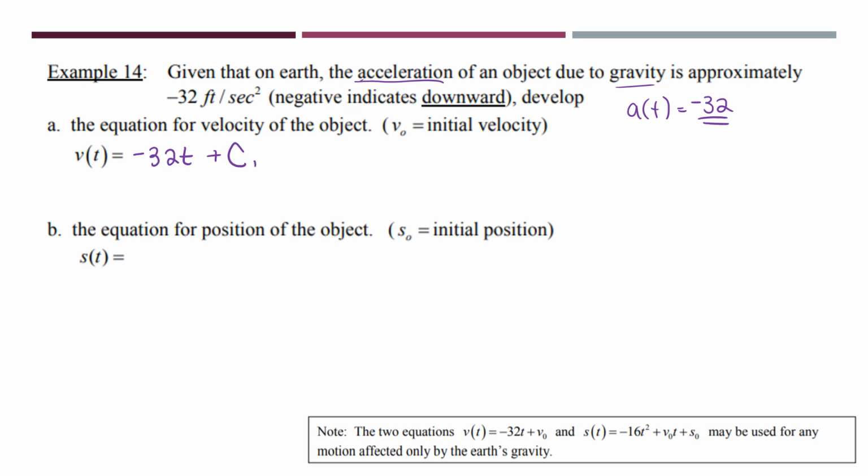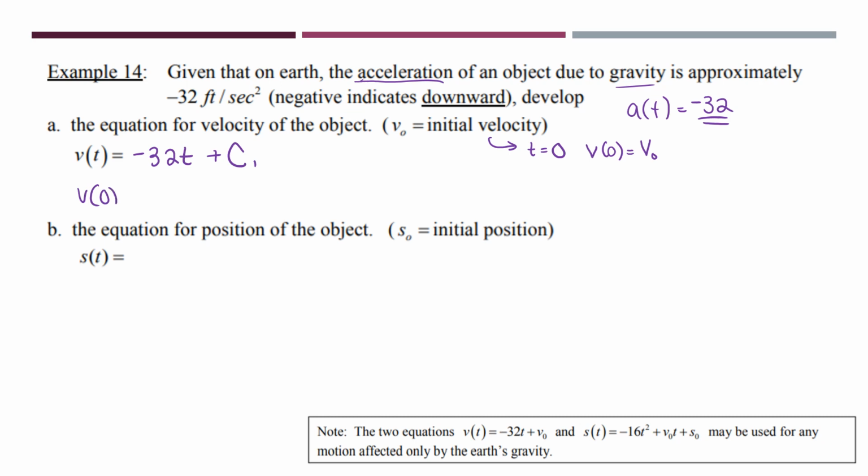Now this says V0 equals initial velocity. Initial velocity would be when t equals 0. So when t equals 0, our given velocity at time 0 would just be written V0. It's like another variable. So when we go to solve for our C, it would look like this.